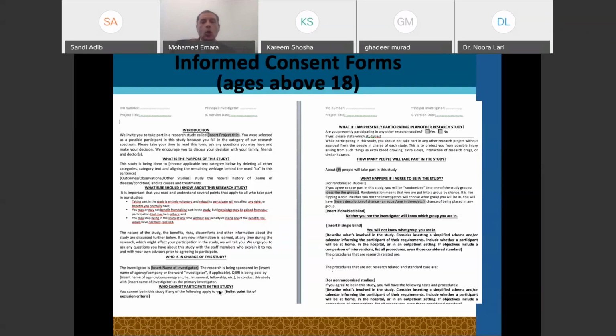This is a template, this is a sample, which we can also modify. What if I'm presently participating in another study? You will tell him, if you are participating in another study, you can be here or not. It all depends on the study that you are doing.